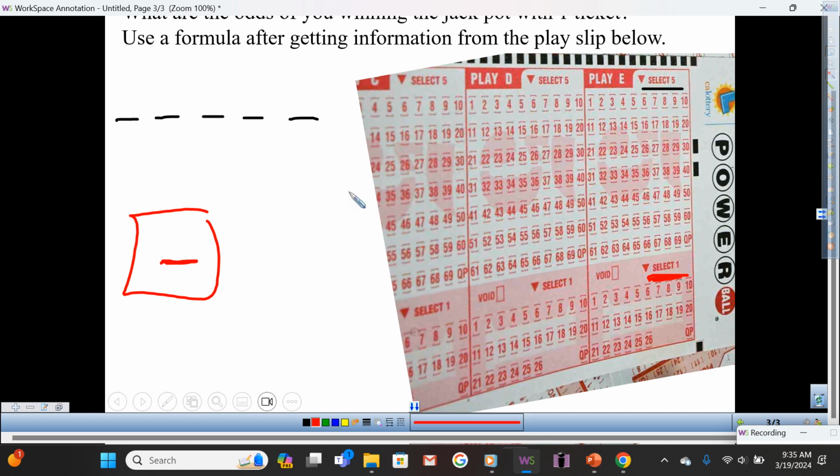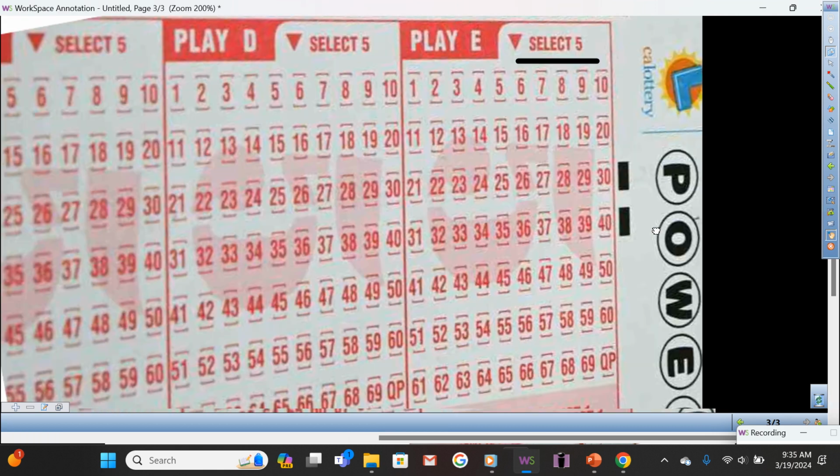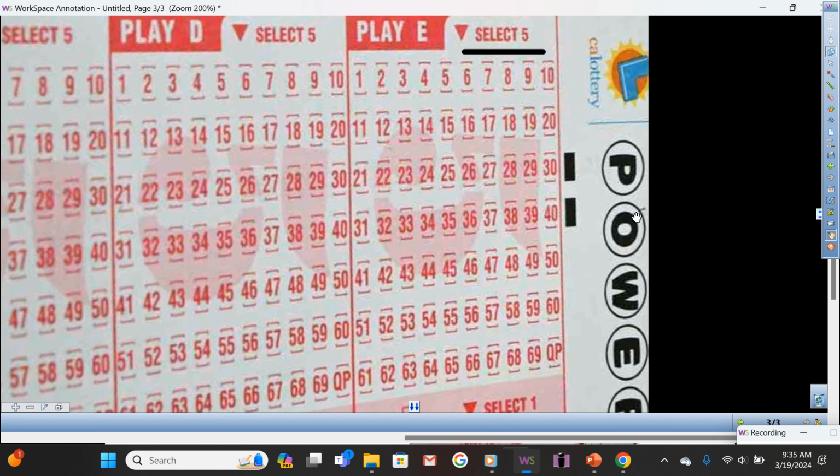Okay, so now that I told you how to play, look at the information that you have here and first gather the information, and then I'm going to ask one of you, which formula shall we use? Which formula shall we use? Talk it over with your neighbor. And let me zoom into the play slip. Let's see. Talk it over with your neighbors. I'll give you some time.